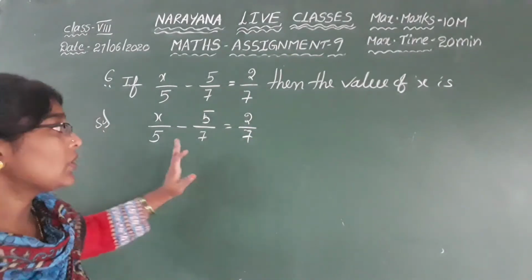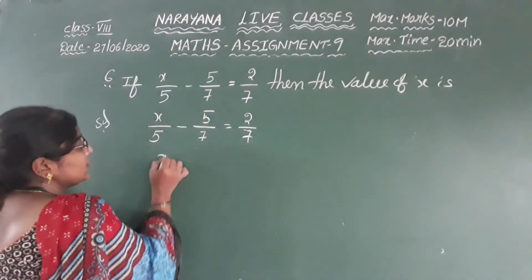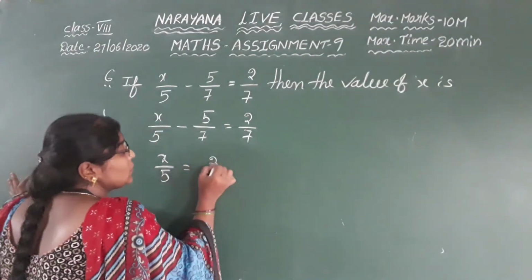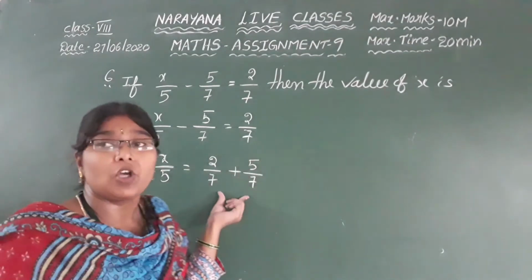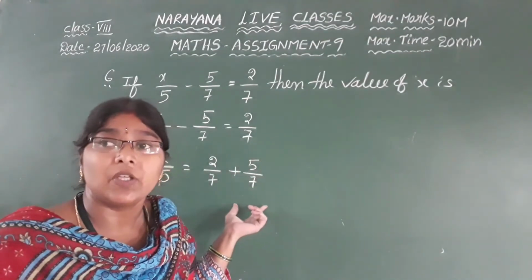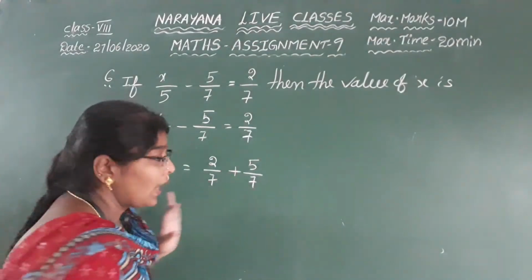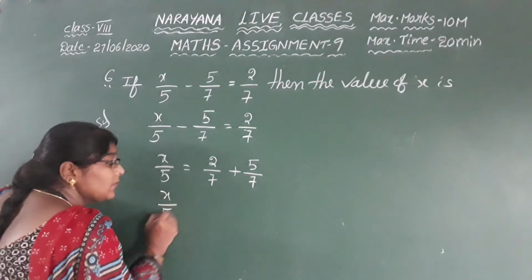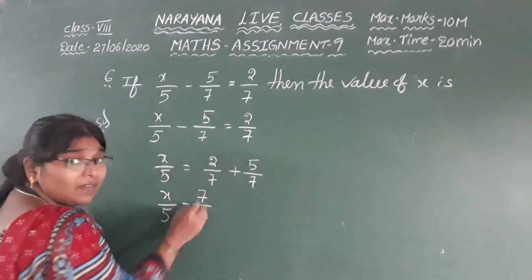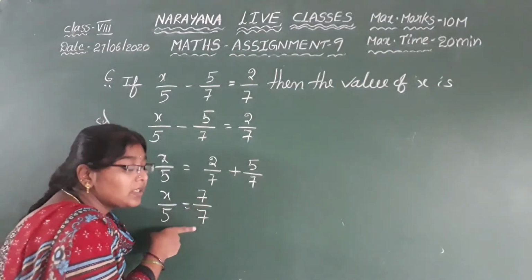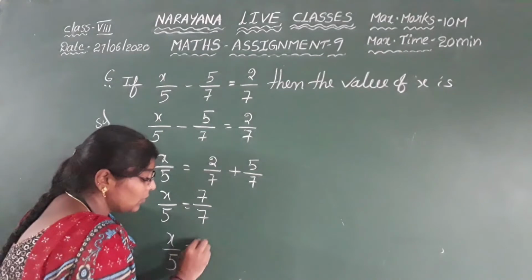Here minus 5 by 7 goes to the RHS side, so it becomes plus 5 by 7. That means 2 by 7 plus 5 by 7. Here the denominators are the same, so the numerators will be added. So x by 5 is equal to 2 plus 5, 7 by 7. The numerator and denominator are the same number, so it cancels. So x by 5 is equal to 1.